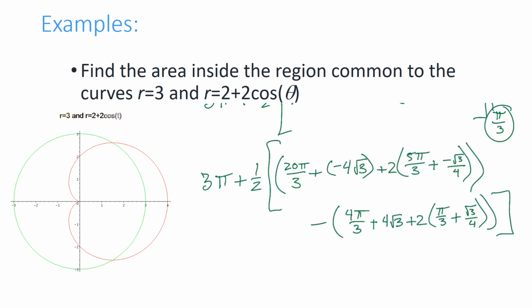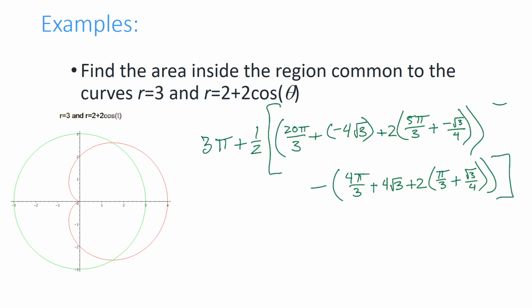Wow. Let's clean things up. Let's hope that we can clean them up. So what do we got here? This is going to be 20 pi over 3. This is 10 pi over 3. So that's a total of 30 pi over 3. And then we're subtracting from that 4 pi over 3 plus another 2 pi over 3. So we're subtracting 6 pi over 3. So it's going to be 24 pi over 3. And that takes care of that, that, and that.